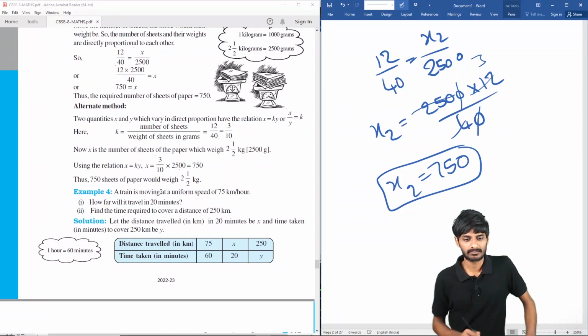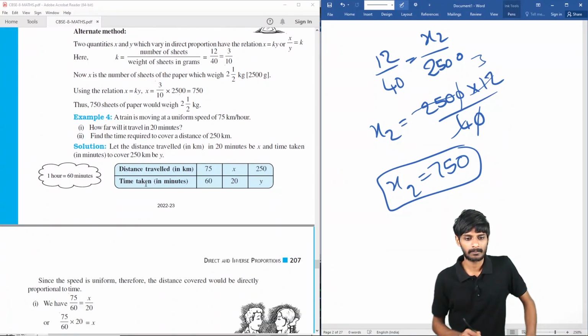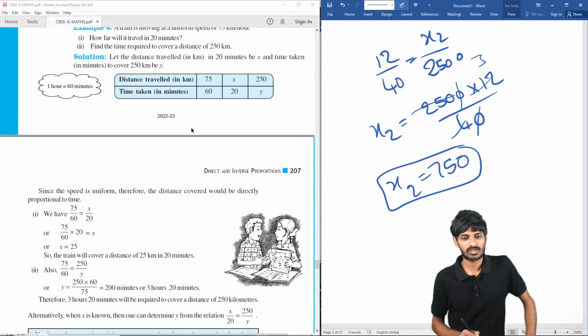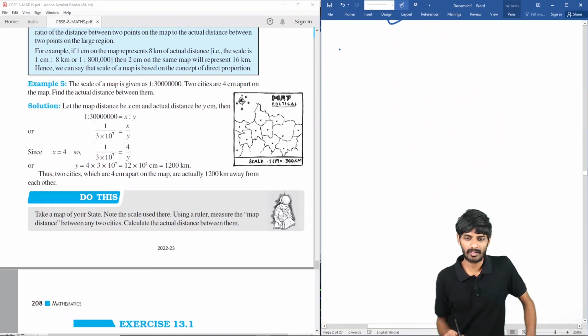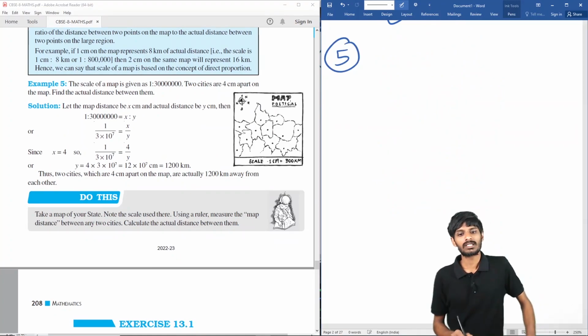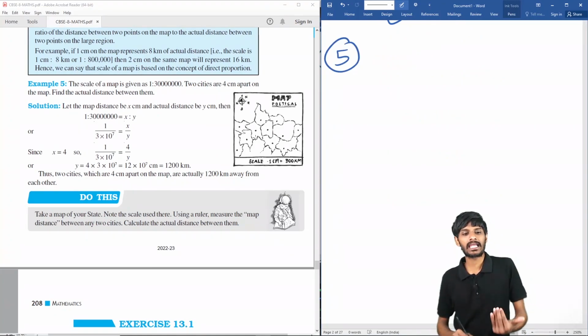Okay, so there is another example, try your own, students. I will help you with this example 5. So there is a map and there is a scale on it.